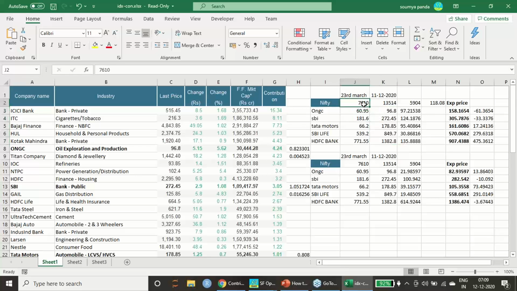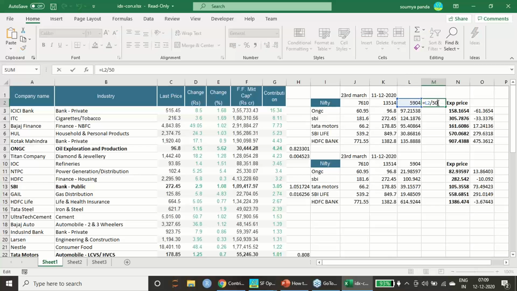Then from the 52-week low till date, how many points has the Nifty moved? Just the difference: 13,514 minus 7,610. Now, 2 different approaches will go. One, the equal weightage approach, and another, the market capitalization index approach. Both approaches I will be discussing. Very quick calculations, and it is an excellent calculation.